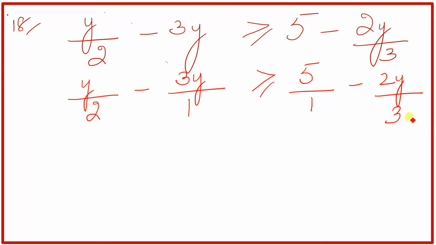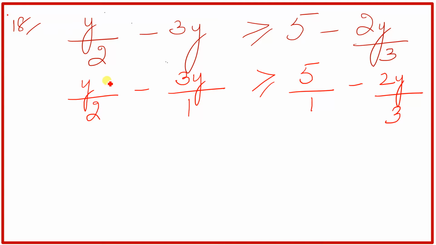So see, these are fractions. Whenever you have fractions, you have to remove the fractions, or simply you have to make the denominator 1. This is 1, this is 1, but here we do not have denominator one. Again, here we have 3. We have to make it 1. How do we make it 1?